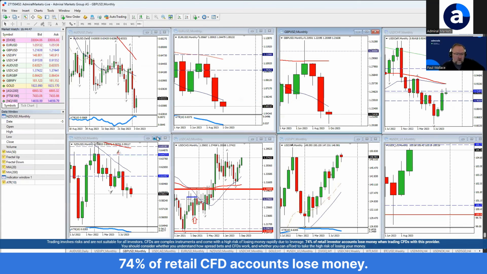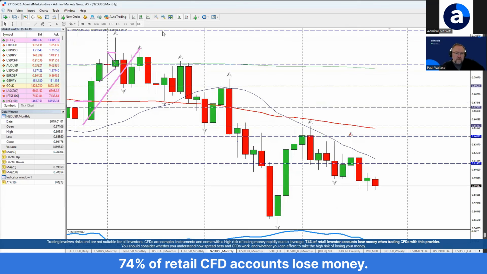We also had it on the New Zealand dollar as well. The New Zealand dollar, the same month. We had price push up, fall back off the 20 and bounce, and then we've had a drift away down from there on that monthly chart.